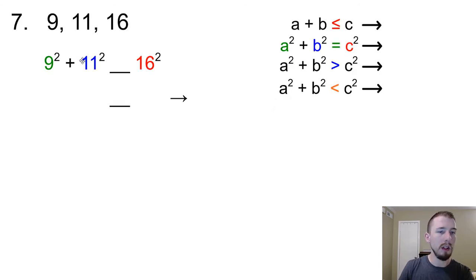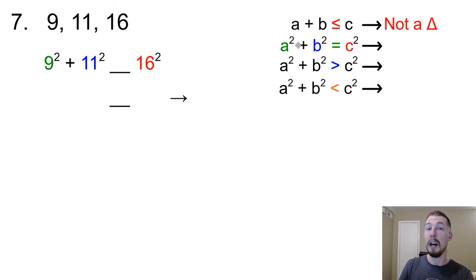All right, number 7, now we wanted to decide what kind of a triangle it is, right? So just in a quick review, if the a plus the b is less than the c, then it is not a triangle. That's because they're too short. So if we add these together, the two shorter sides is 20, that's bigger than 16, so it's going to make a triangle. That's not a problem.